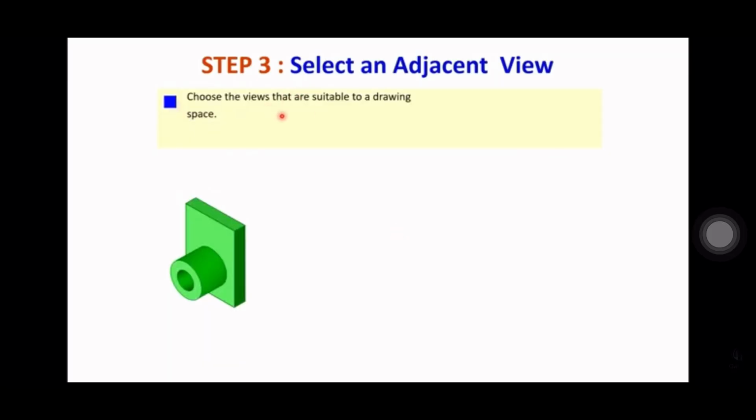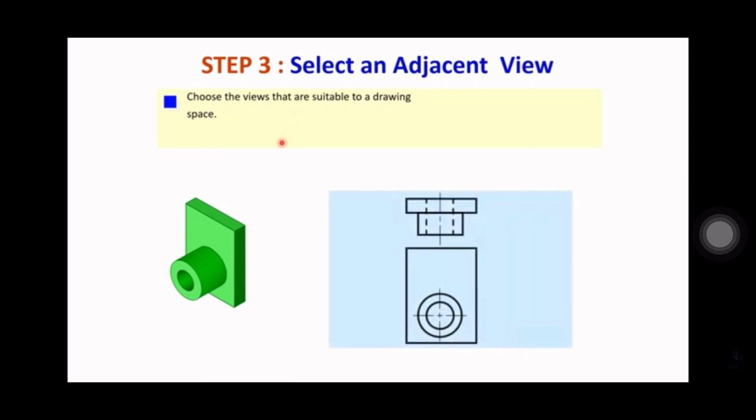Step 3. Choose the views that are suitable to the drawing space. So there are options that we will take. This is your front view, and when we see from the top view, this will be shown. As it says, not enough space for dimensioning. So when we write the dimension, like what is the millimeter dimension of this diameter, what is the length of this piece, we do not have much space. Now in the drawing, which is the good position?